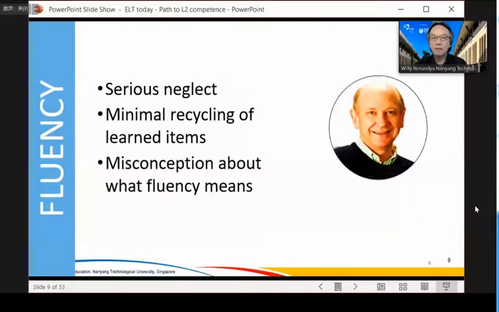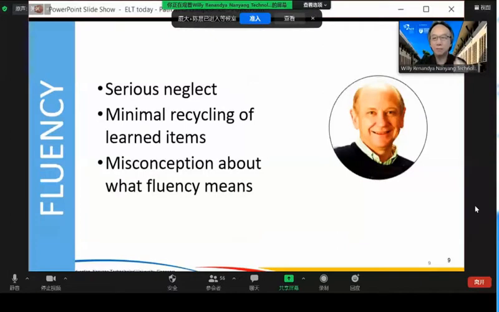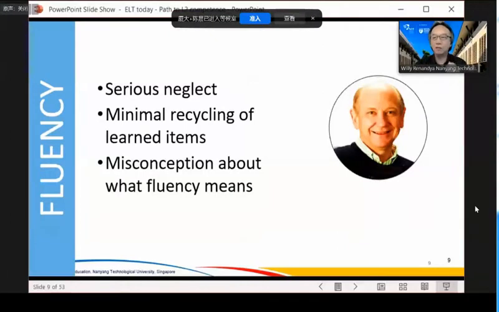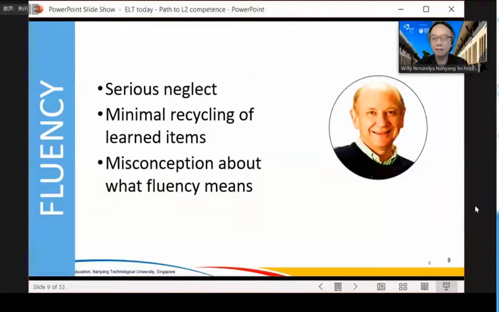There's also this misconception about what fluency means. I think we need to understand that fluency means practicing what the students already know. Let me say that again. Fluency means practicing or giving students opportunity to practice what they already know. And they have to do it again and again until they become better at it. And that is how you develop fluency.